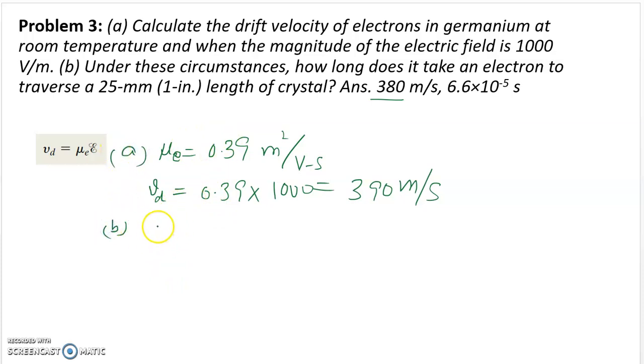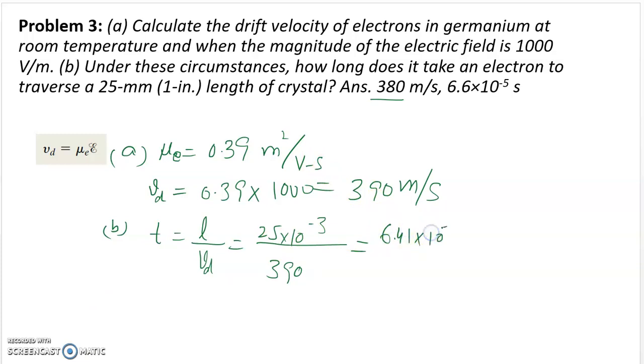Part B is the time it takes. We know that the time is equal to the distance divided by velocity. In this case, the distance is 25 millimeters, which in meters is this distance, divided by 390 meters per second. So this will be the time. It is 6.41 times 10 to the power minus 5 seconds.